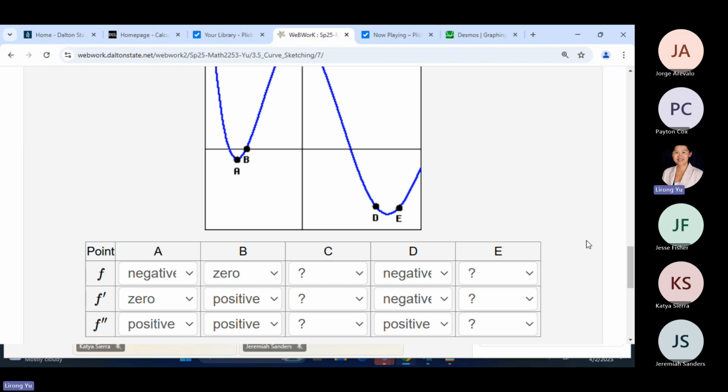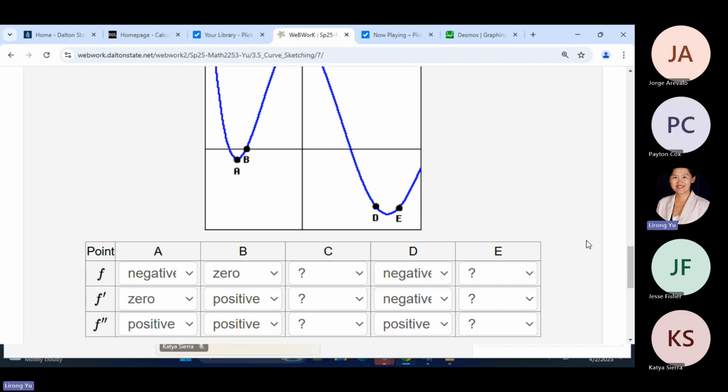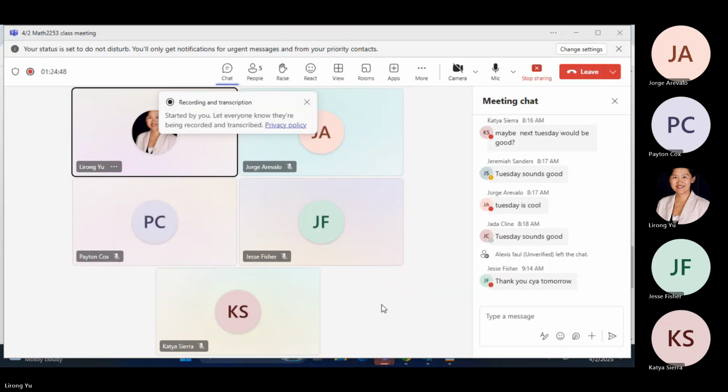Will you be sending the homework to... Yeah, I'll reset the homework day to next Tuesday so that the homework will stay open for the weekend. Thank you for the reminder. Yeah, see you tomorrow.